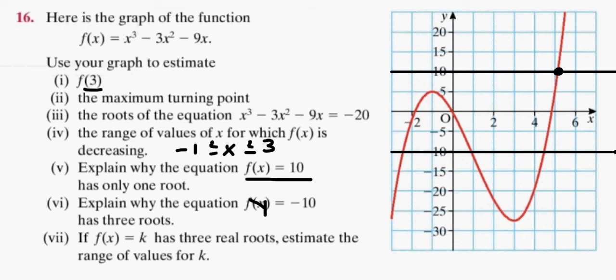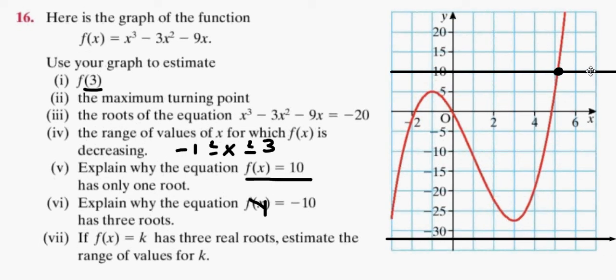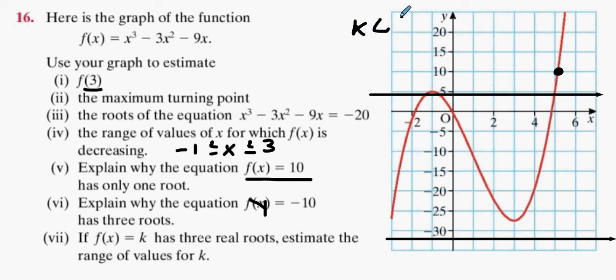Alright guys, if f(x) equals k has 3 real roots, estimate the range of values for k. What are all the answers that you definitely have 3 answers for? So what we're going to do is I'm going to move these lines until we have 3 definite answers. I'm not going to move the full graph, I'm going to move the lines, okay? Now, how many answers does this horizontal line have? Technically 2. Anything below that line? 3. So any k value smaller than 5.